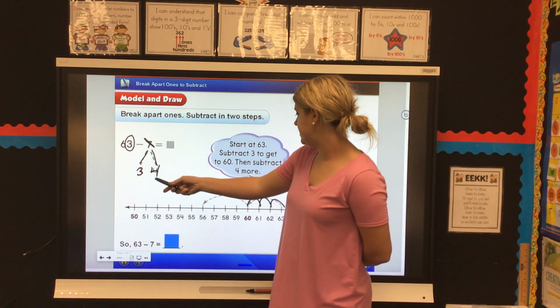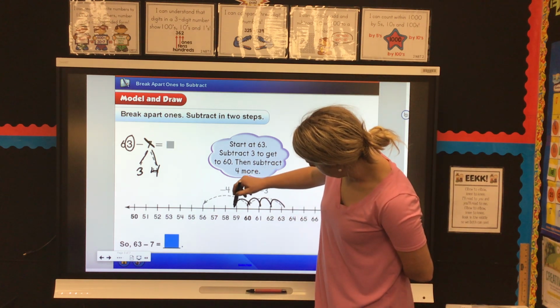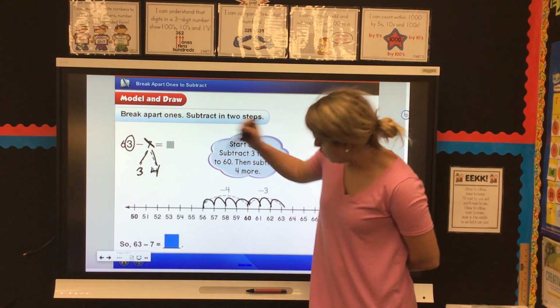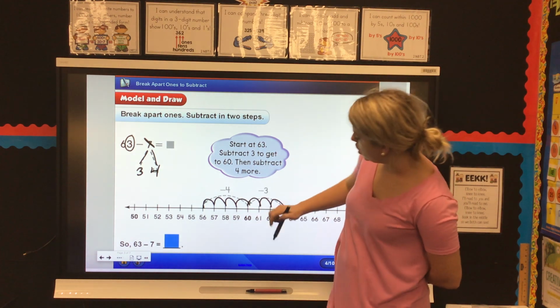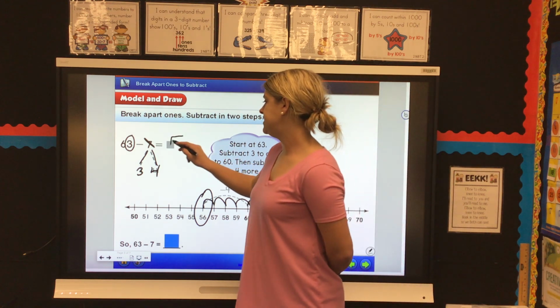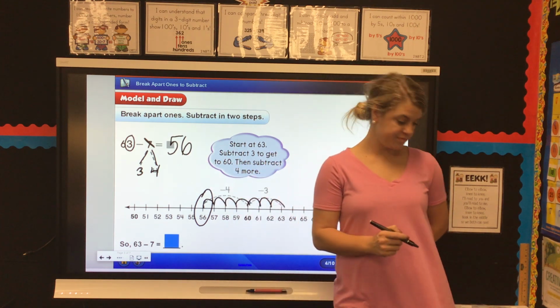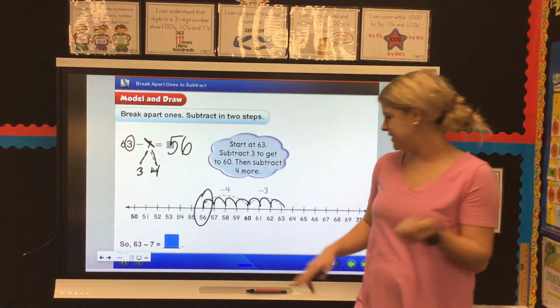And then I need to take away the next 4. So here we go. 59, 58, 57, 56. So my answer of 63 minus 7 equals the number that I landed on, which would be 56. All right? Now, let's try some.